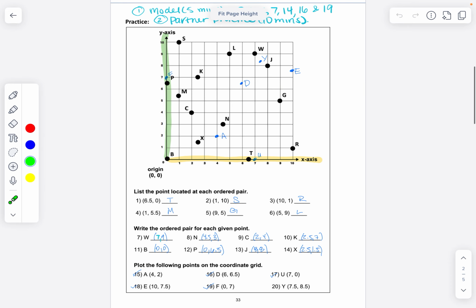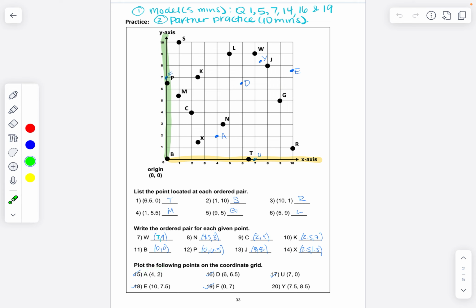So this page is broken up into 3 separate parts. The first part is around listing the point located. So there are already points on the coordinate plane, and we have to identify which letter is at a given point. The second part asks you to write down the ordered pair for the given point. So we are locating the letter and then writing down the ordered pair. And then the third part is to plot the following points on the coordinate grid. So we haven't been given the points. All we have been given is the ordered pair. We need to use the ordered pair to plot points.